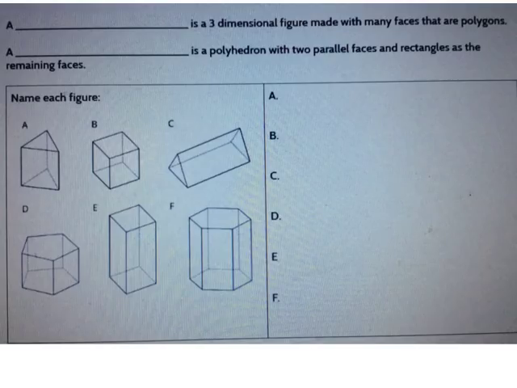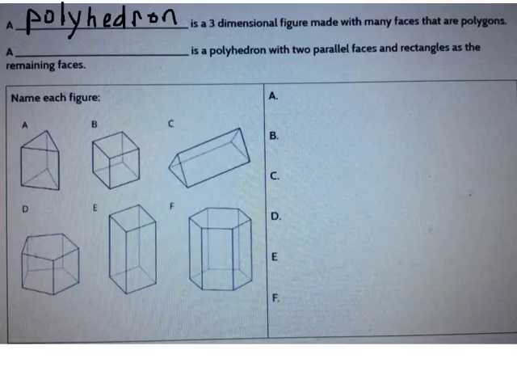Today we're going to continue talking about surface area by talking about other three-dimensional figures. First, a polyhedron is a three-dimensional figure made with many faces that are polygons. Make sure you're writing polyhedron down in your notes. We're going to study two different kinds of polyhedrons.